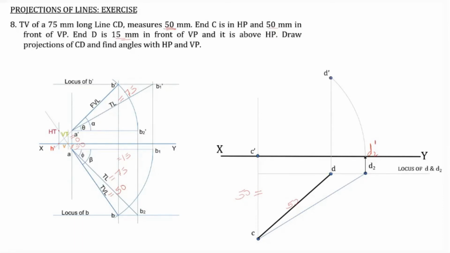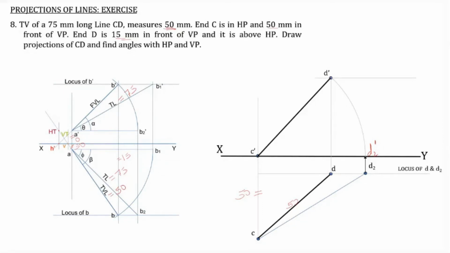Now join C dash with D dash. This is the front view. So now the front view as well as the top view is done. That is the projections. Now we have to find the true inclinations with HP and VP. The true inclination with the VP is already there, that is the inclination of this CD2 with the horizontal line.